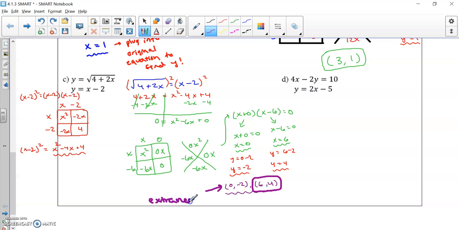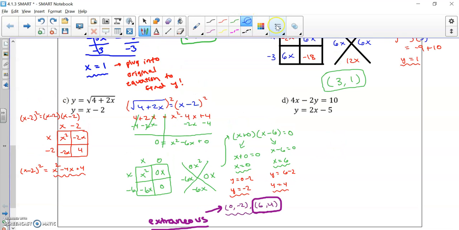Oh, I got my fat marker. All right, one last problem. This problem is going to be done in a slightly different method now. Need some space. And we're going to do something called substitution. So here, it looks different, right? These were all y equals, but this only has one y equals. So what we're going to do, because we know this y equals 2x minus 5, we're going to take it and plug it in for y here. That's why it's called substitution.